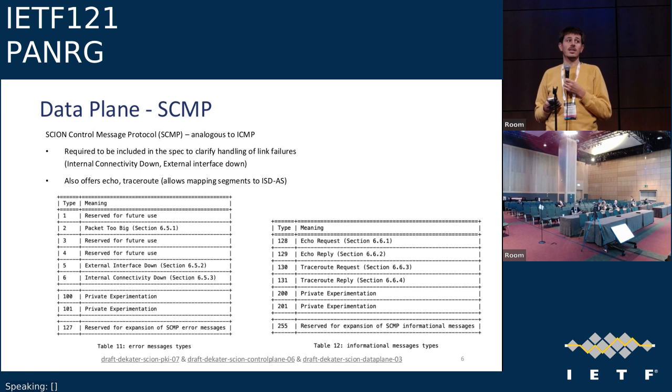And so Scion has a control message protocol that is called SCMP, Scion Control Message Protocol, kind of similar to ICMP. We initially didn't have it in the spec, and following the questions from the reviewers, we had to add it. We actually added it to the data plane, but this is a control plane protocol, so we have to move it. And then there's a couple of other messages. So this is one thing.